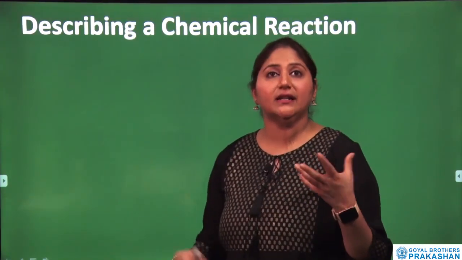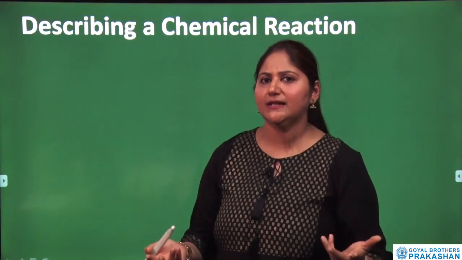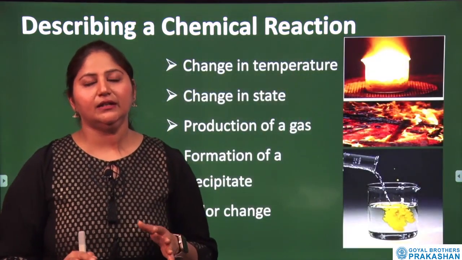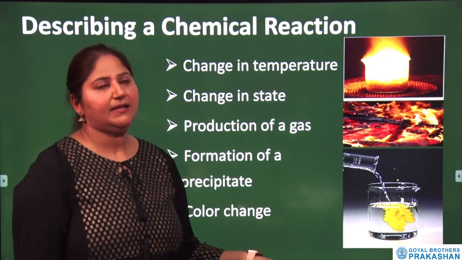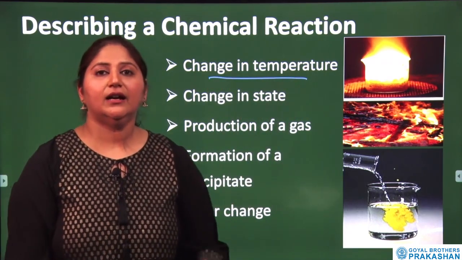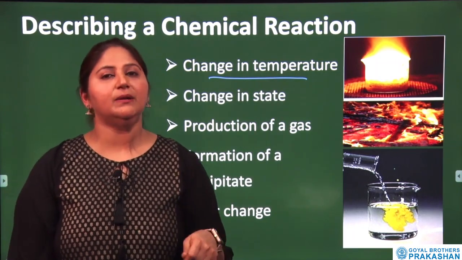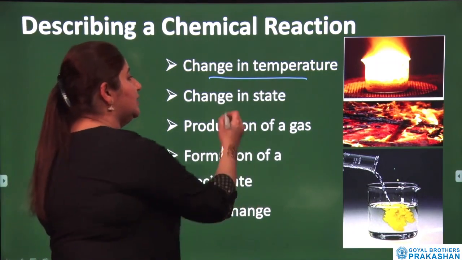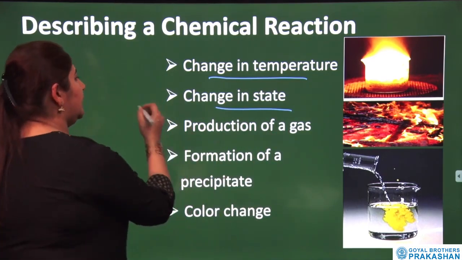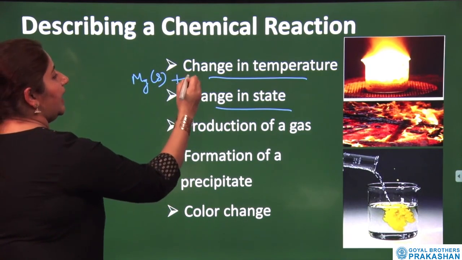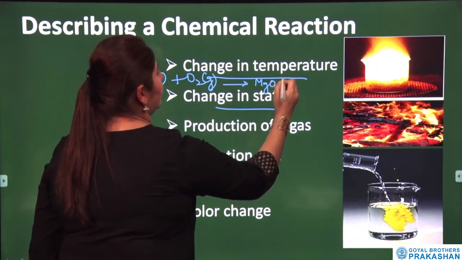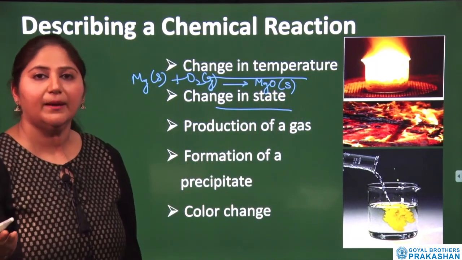And then how do we describe a chemical reaction? What kind of changes actually occur in a chemical reaction? So whenever we do a chemical reaction, the following things take place. There could be change in temperature, as you had seen that we actually burnt magnesium ribbon in presence of oxygen. There is change in state. Where was the change in state you observed, children? You saw that magnesium was solid, and when it was treated with oxygen gas, it produced MgO solid. So the state change can also happen.